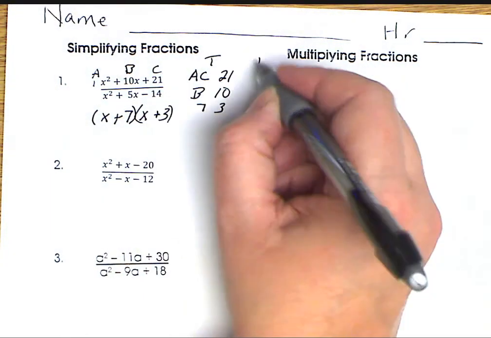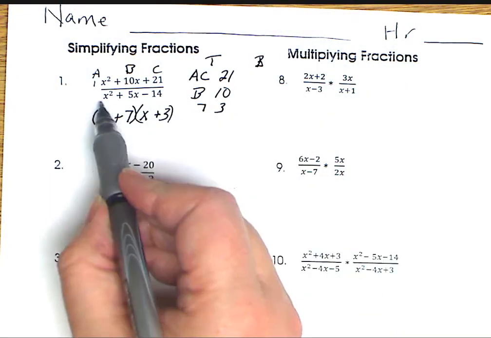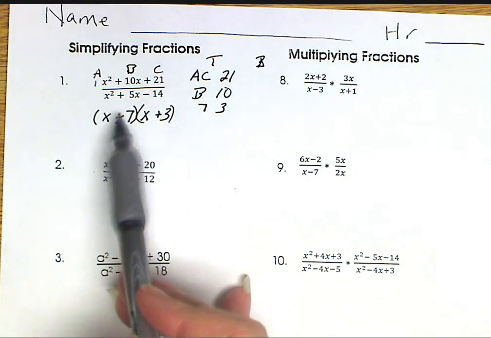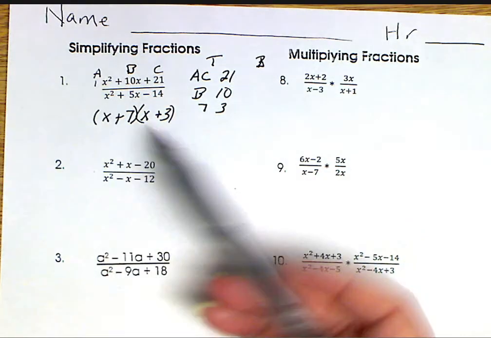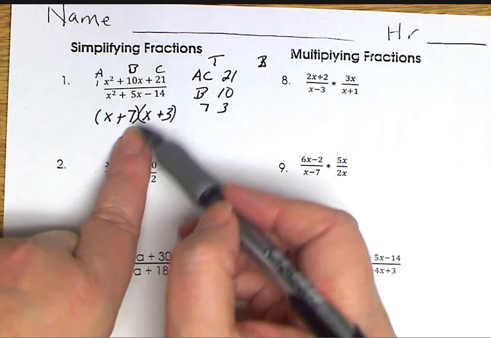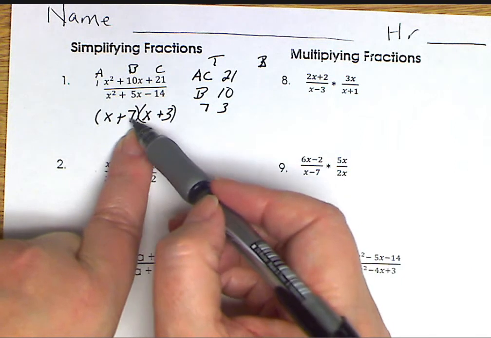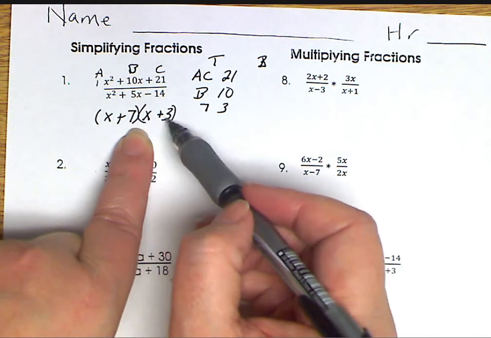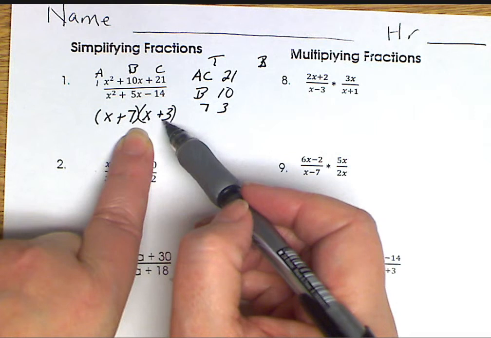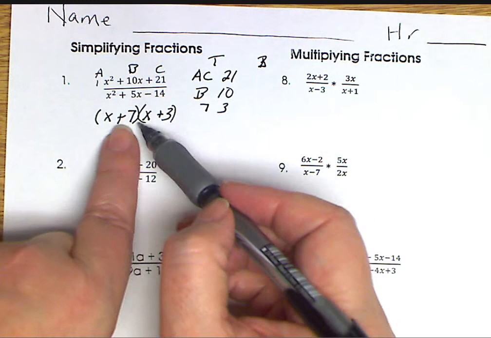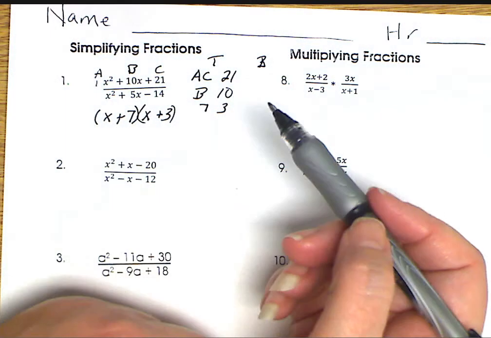Why is it x plus 7 and x plus 3? Because remember when you multiply back through, you have, first of all, 7 times 3, ladies and gentlemen, 21, and then 7 plus 3 is 10. Got it? Okay. All right.